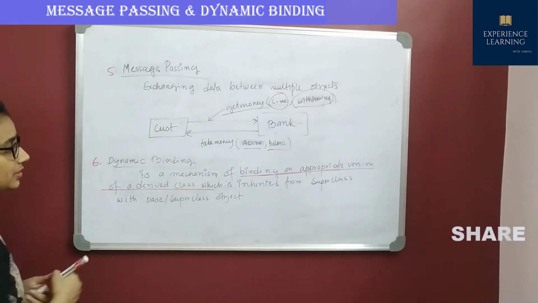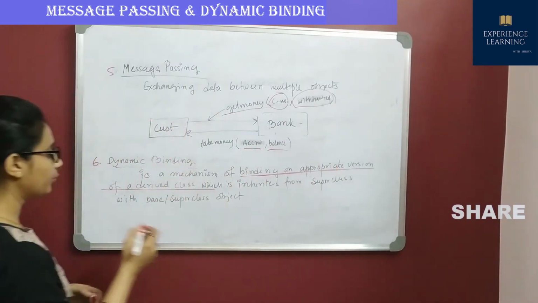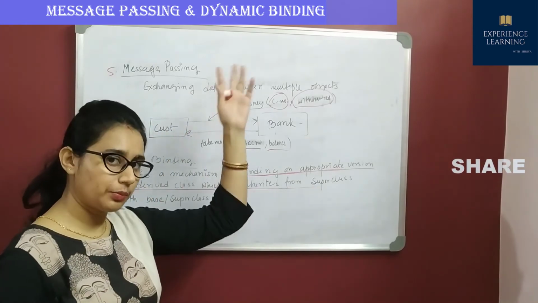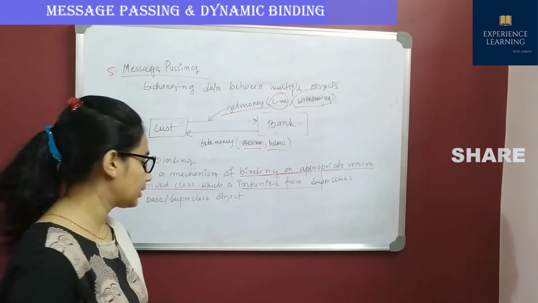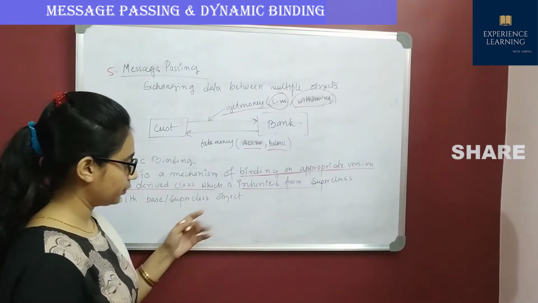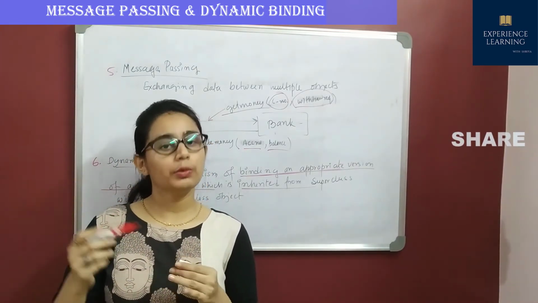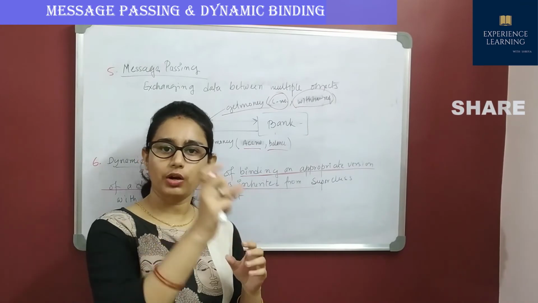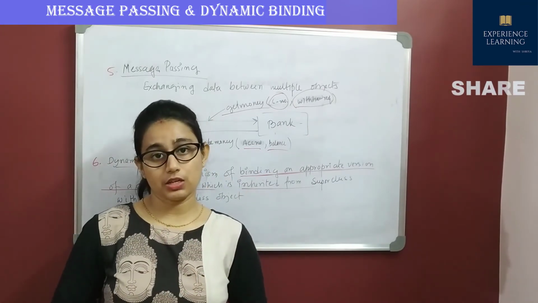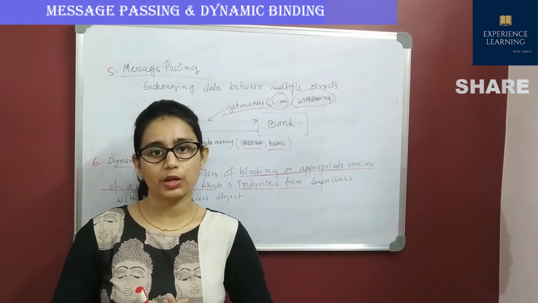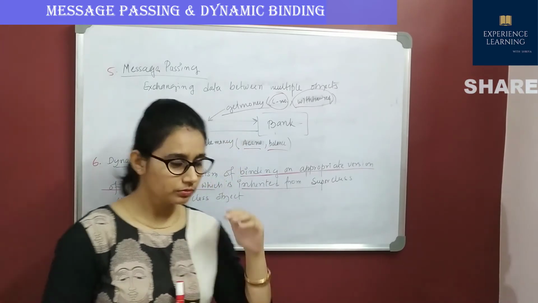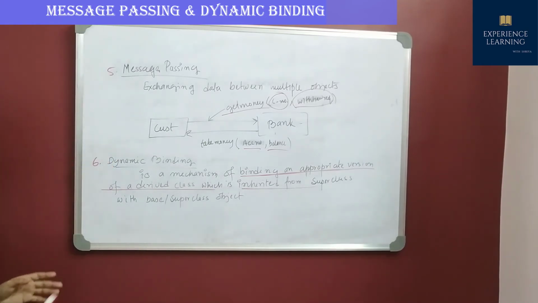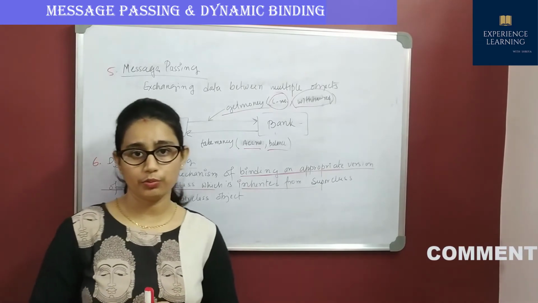So here we get the binding of an appropriate version of the derived class which is inherited from the superclass. In the previous example I gave, there is the animal class as the base class, and the base class object. So which one will be called? Say one walk function is written for the animal class and one walk function is written for the cat class. Which version will be called depends on the creation of the object and other things. I will discuss it later when I discuss runtime polymorphism.